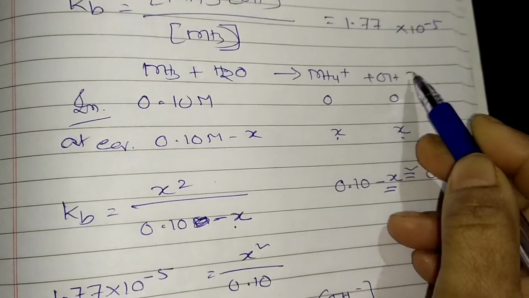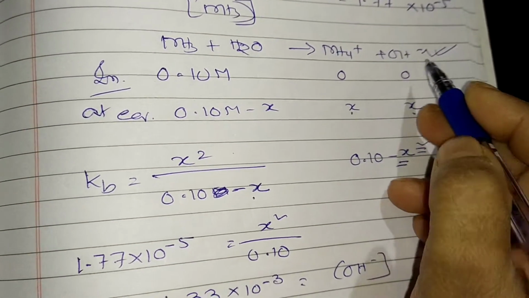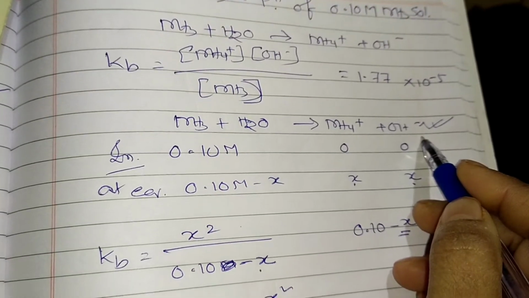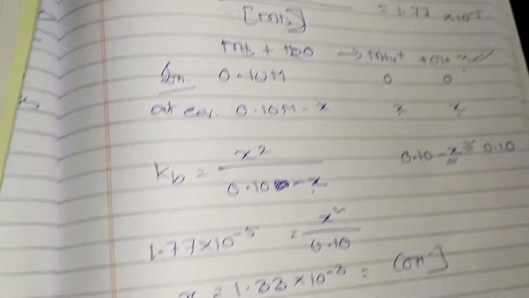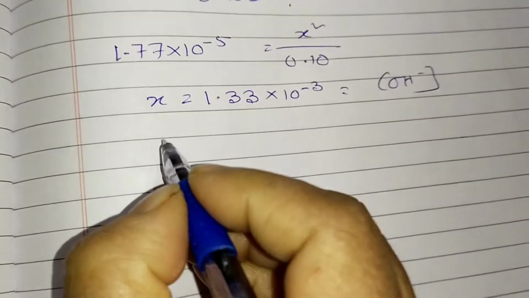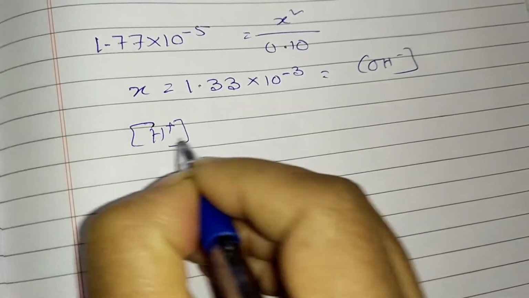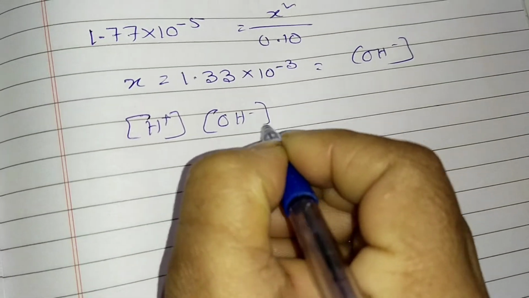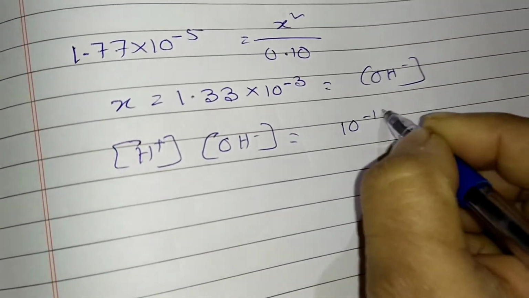Can you see that one? This is OH minus, not H plus. From the OH minus concentration we cannot find the pH, so definitely we have to convert it into the H plus concentration. How can we get that? Now we all know H plus times OH minus concentration equals 10^-14.